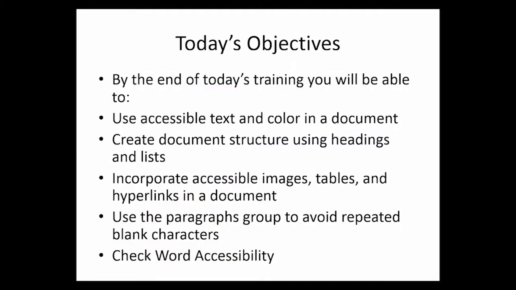So hopefully by the end of today, you'll be able to use accessible text and color in the document. You'll be able to create document structure using headings. We're going to do that hands-on part. We'll talk about accessible images, tables, and hyperlinks. And we'll talk about repeated blank characters, which is a problem you'll probably see a lot and why that's a problem. And we'll show you how to check the accessibility of a Word document.